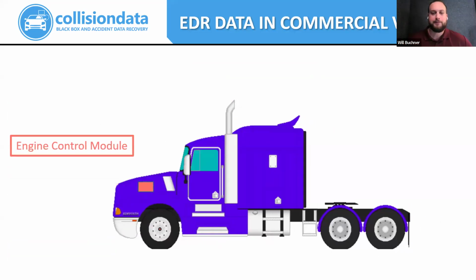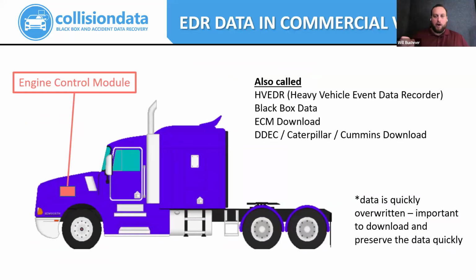So as far as commercial vehicles, it's also called HVEDR, which is the same as that EDR statement we talked about earlier. It just means heavy vehicle. But you can refer to anything in a truck the same way as a passenger vehicle by calling it an EDR. It's that excellent blanket statement.